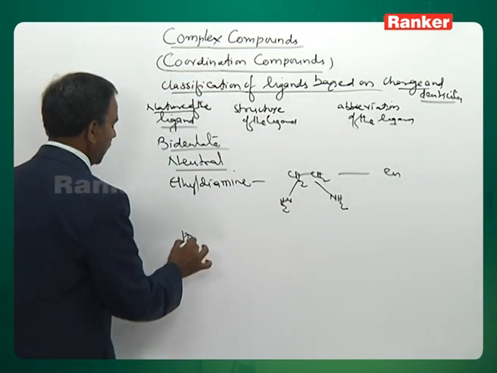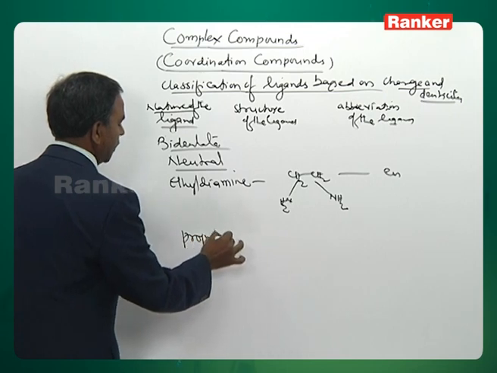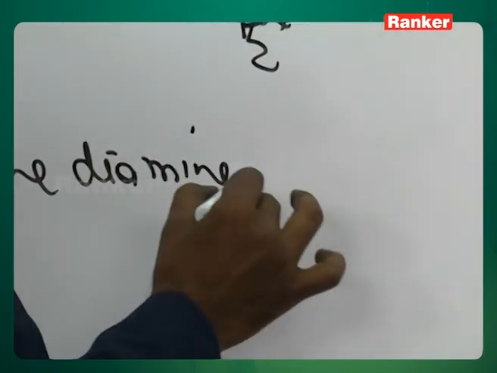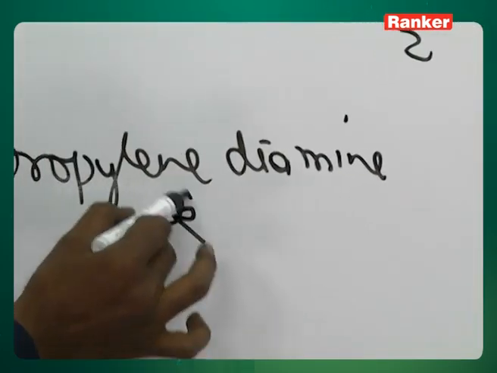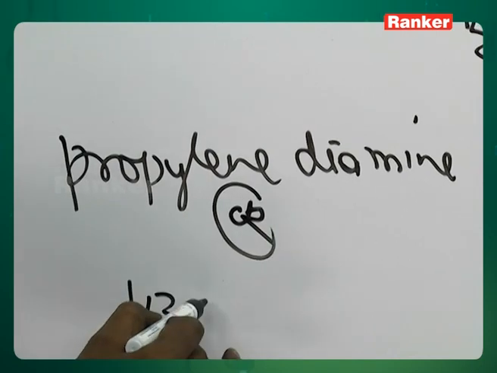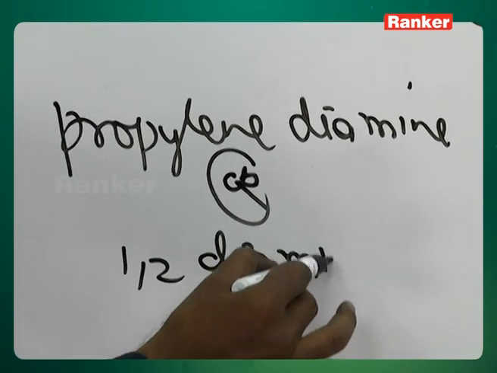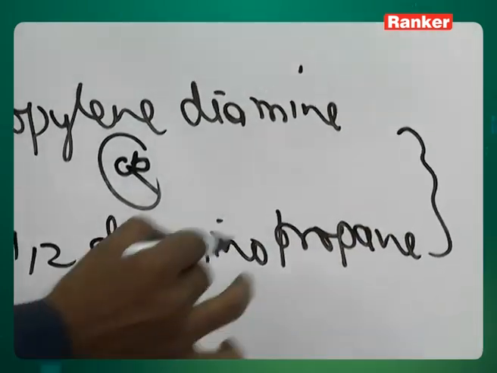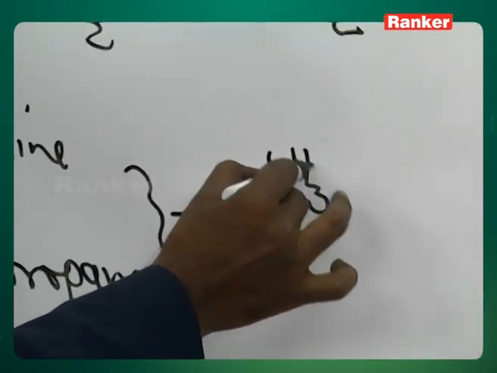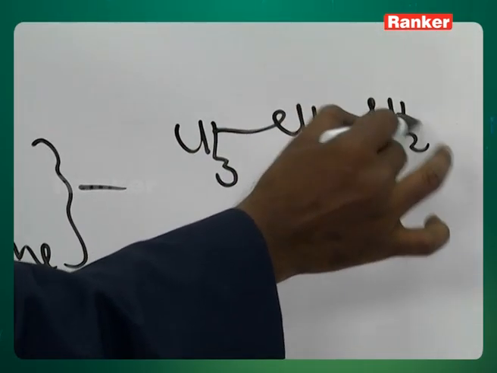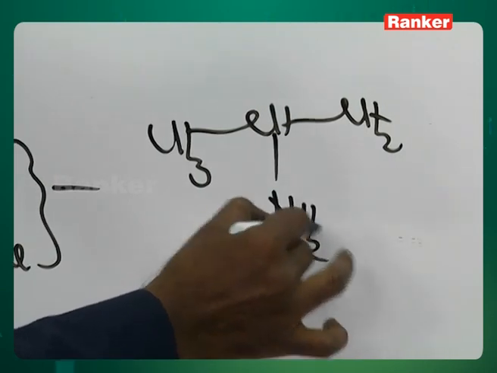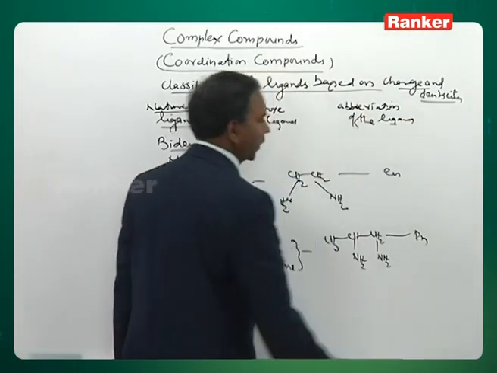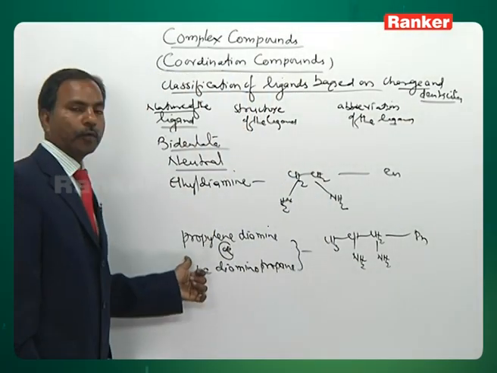Next, propylene diamine. It is also known as 1,2-diaminopropane. Both are one and the same. It is propane with amine groups at the 1,2 positions. It is represented as PN. Ethylene diamine and again propylene diamine.